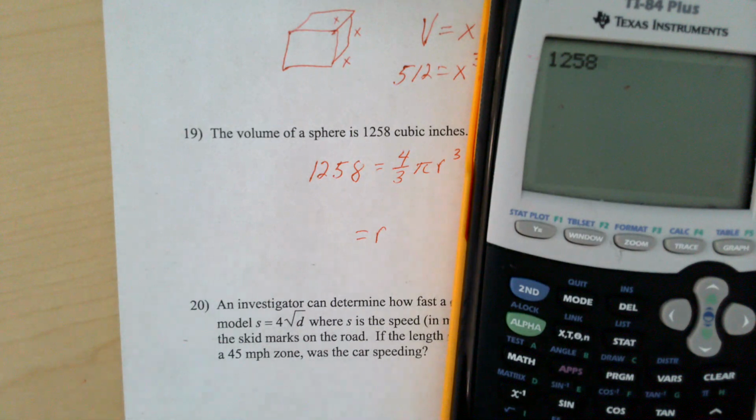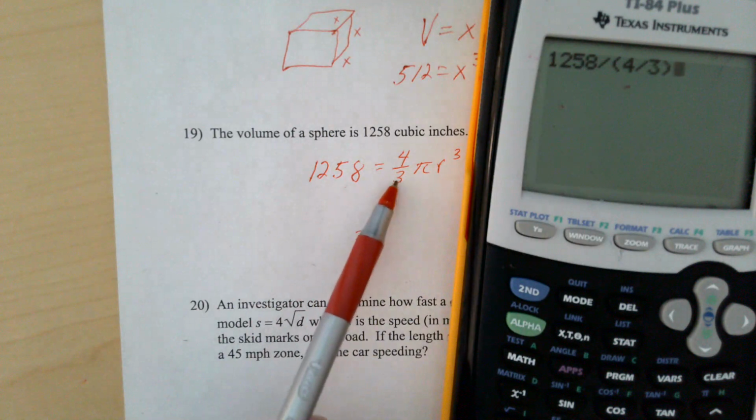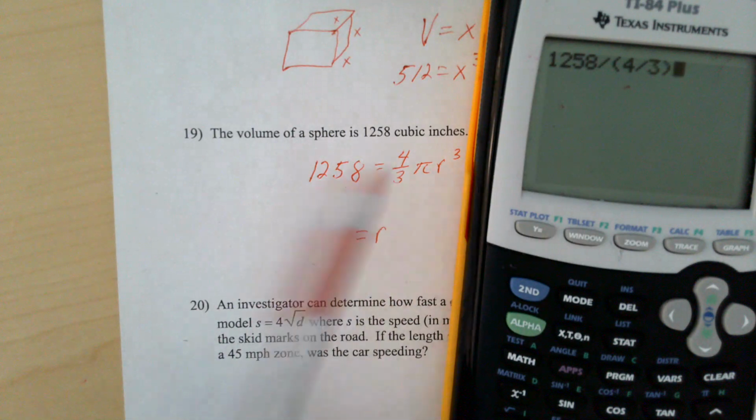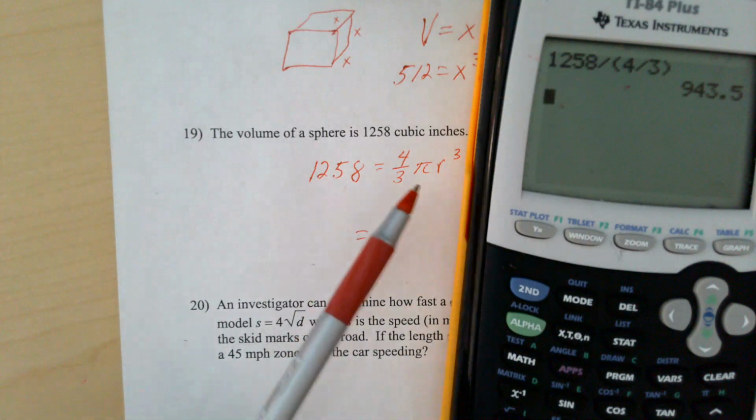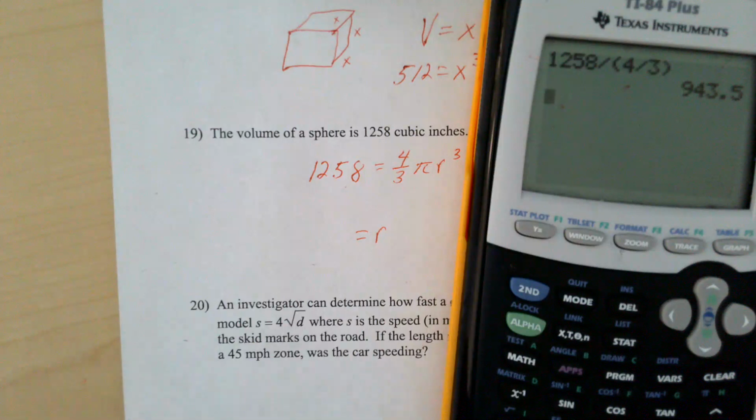1,258. I'm going to undo the 4/3. So this 4/3 is being multiplied, so I can legally undo it by dividing. It tells me that answer. I don't need to write that answer anywhere. I'm just going to keep it stored in my calculator. And the next thing I'm going to divide by is pi. So try to use the pi key. Since we have a pi key on our calculator, you might as well use it.